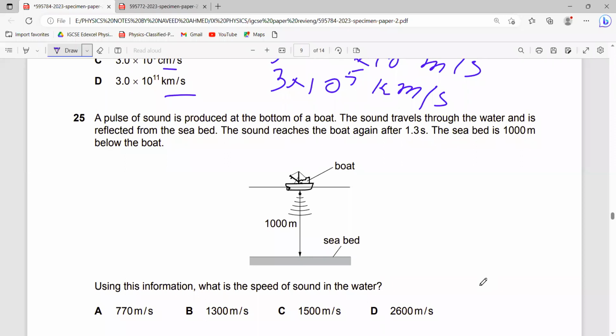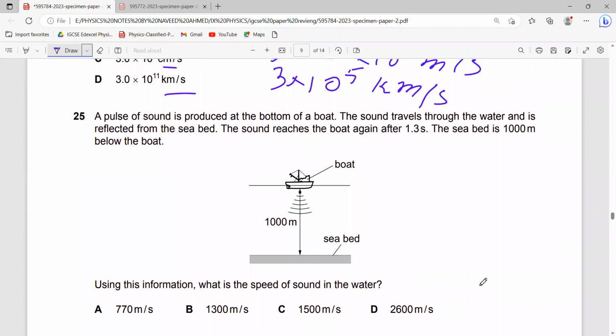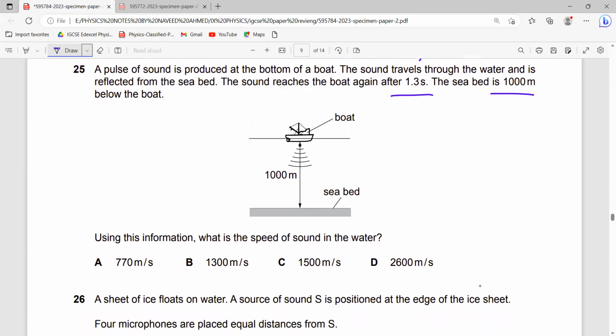Okay, students, now we're going to start the questions of this paper, I mean specimen paper 2023 0625, from question number 25. A pulse of sound is produced at the bottom of a boat. The sound travels to the water and is reflected from the sea bed. The sound reaches the boat again after 1.3 seconds. The seabed is 1000 meters below the boat. Using the information, what is the speed of the sound?